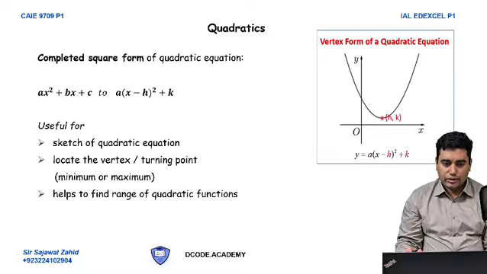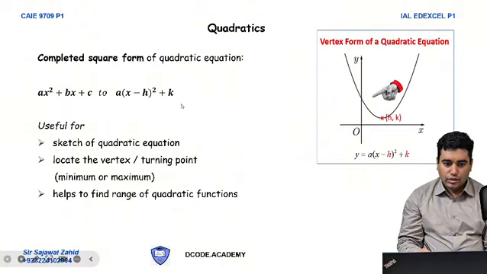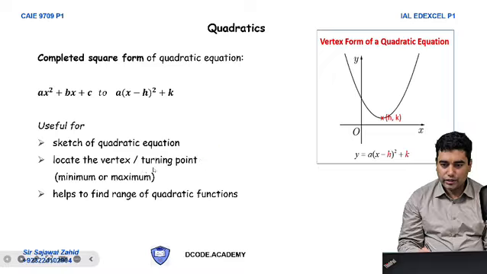The advantage of the completed square form is that it is very useful for sketching the quadratic. You can directly find the minimum or maximum point and the y-intercept. It helps to locate the vertex, meaning the turning point, which can be a maximum as well as a minimum, and later in the next chapter it will help us find the range of quadratic functions.